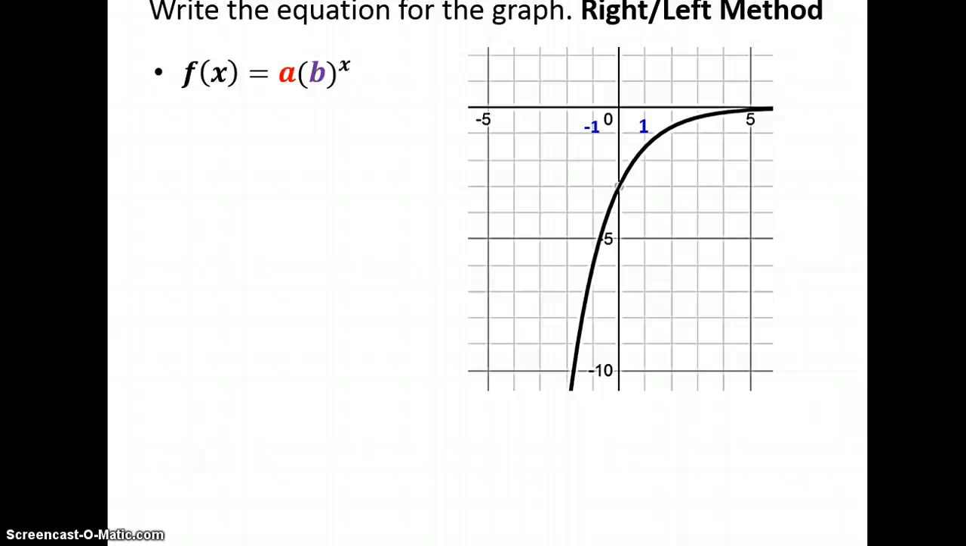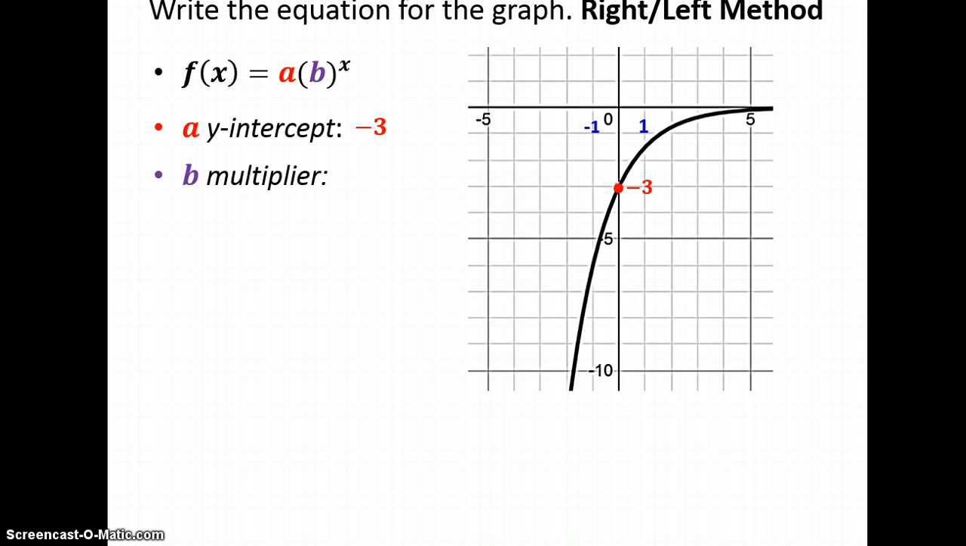So again, we're asked to write the equation for the graph, and you may notice this is the same as the previous example. So to find a, our y-intercept, we look on the graph and we see that the y-intercept is at -3, so a is -3. Now to find b, our multiplier, again we need to choose a point that's either 1 unit to the left or 1 unit to the right of the origin. And since this is the same as the previous example, again we're going to use the point at x equals -1, because we don't have to estimate the y value, which is at -6.